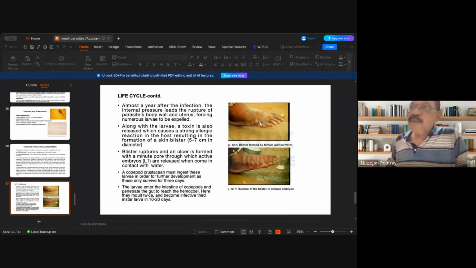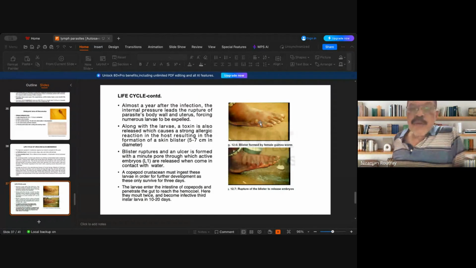Then, if there is a copepod, this copepod crustacean will ingest these larvae for further development in the copepod body. These only survive for 3 days. Within 3 days, if they are not taken by the copepod, they will simply disintegrate and die.